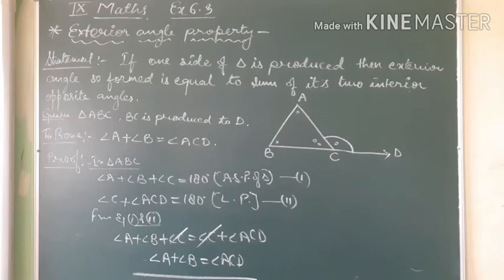Now we have two proofs: first the angle sum property, second the exterior angle property, and one basic parallel theory, which is parallel lines and transversal, and three more theories: one is linear pair, second is vertically opposite angles, and adjacent angles. All these concepts we are going to use in our upcoming exercise 6.3. So here I am going to start exercise 6.3.